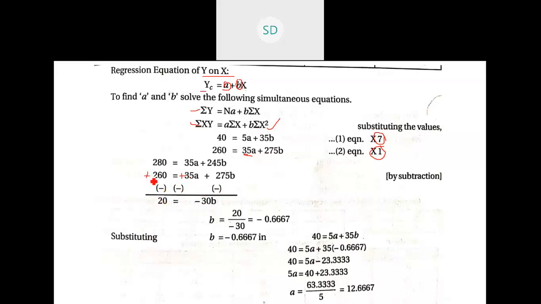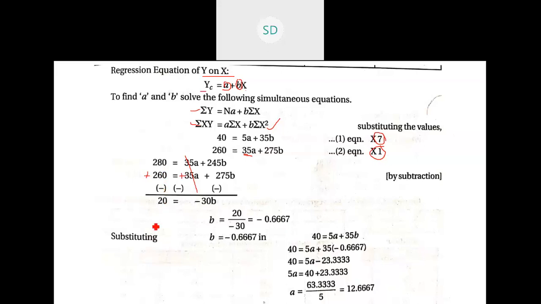Now for this equation you have to consider these signs here. So 35a plus 35a and minus 35a will get cancelled. So that variable a is cancelled, and we are left with only variable b. So 245 minus 275 will give you minus 30b, and 280 minus 260 will give you 20.